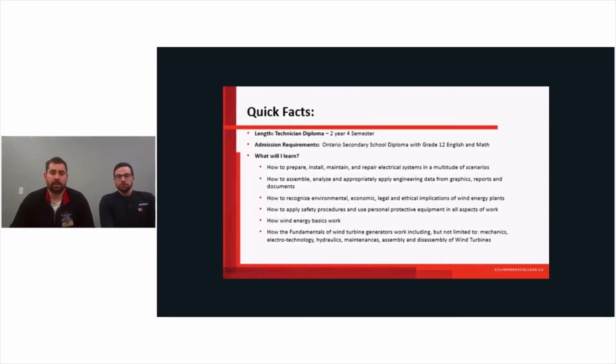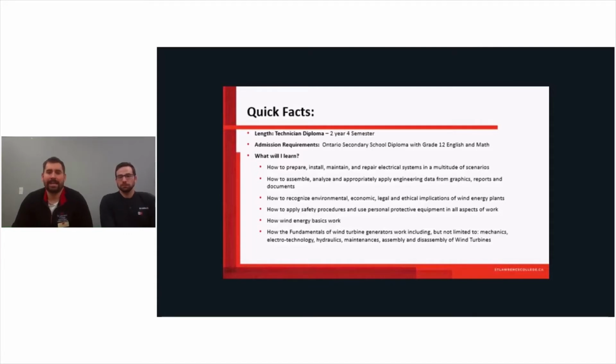Different things that you'll be learning. I just have a few lists here. We didn't go too extensive on it, but just so you have an idea: how to prepare, install, maintain, and repair electrical systems in a multitude of scenarios. That could be anything from converter systems, so your filtering systems in the base of the tower, how that electricity gets cleaned up to go out into the grid or your hydro lines. And then you also have to install the electrical generation systems up in the nacelle as well.